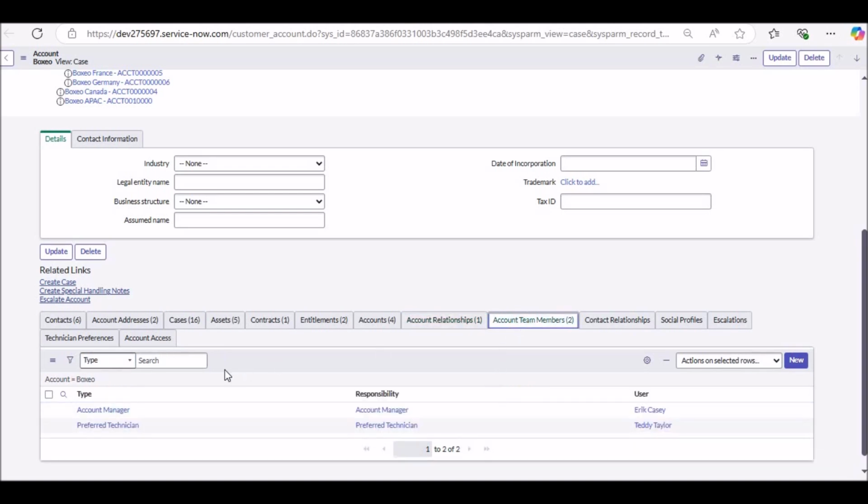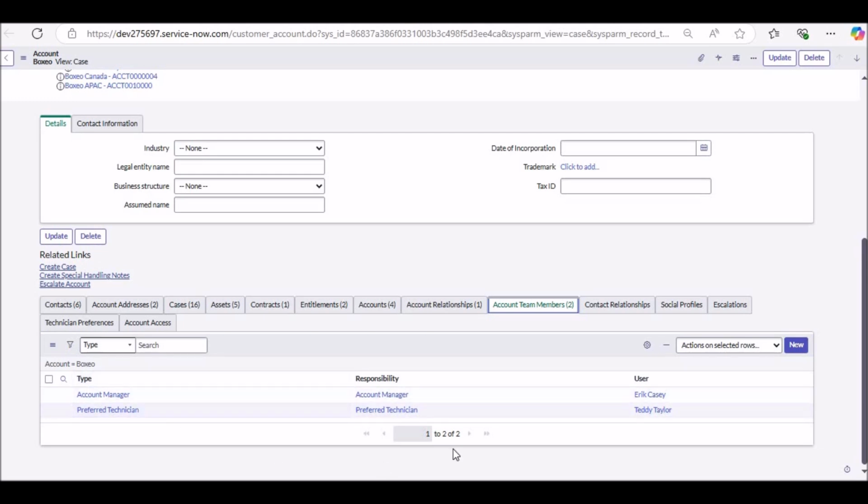If we see account team members, here we have the responsibility mentioned, like if we have an account manager, preferred technician, all these can be mentioned here. Any related contacts, cases, assets, contracts, all these details can be mentioned under this account.